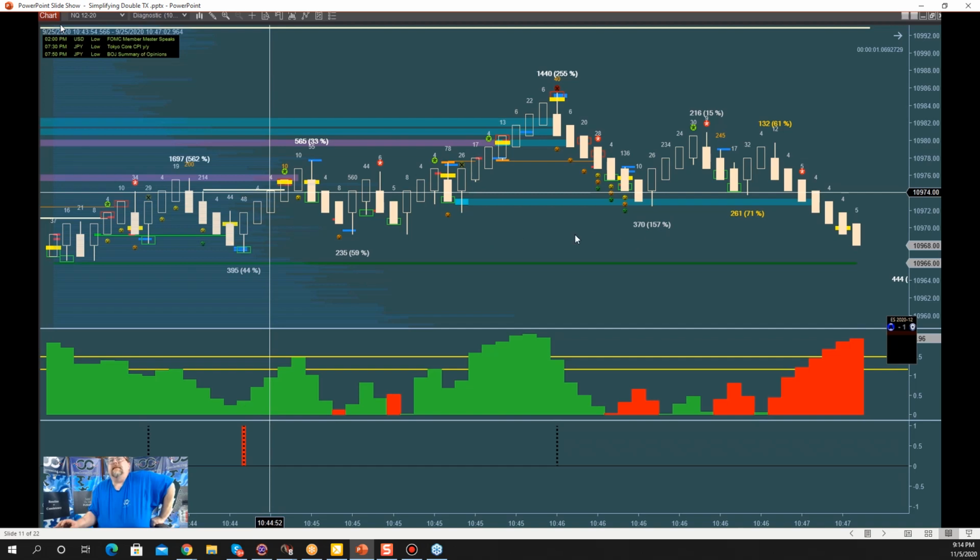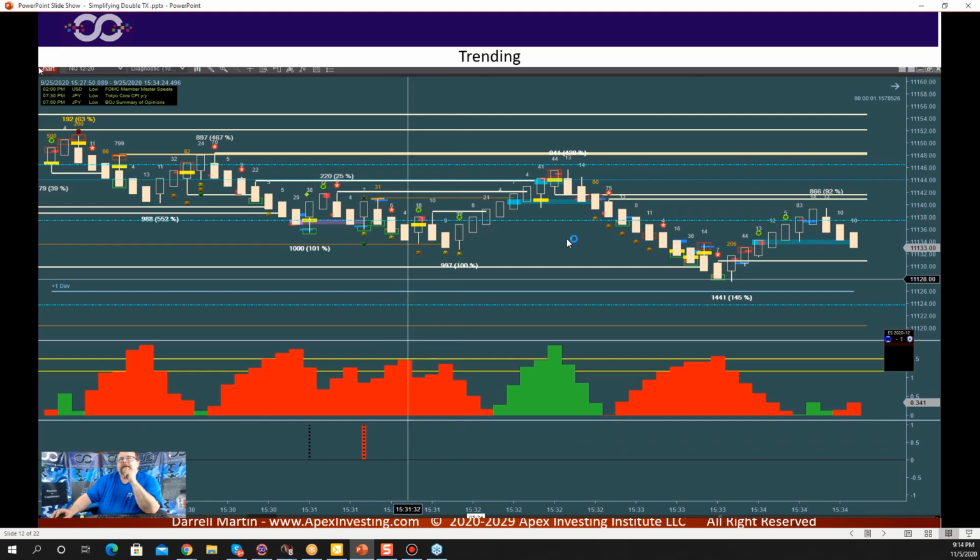Okay, so that in a nutshell is what it looks like. Okay, it's the basic setup. It's just like the filtered TX we covered the other night, but it's only there when there was another one close by within 5 ticks.